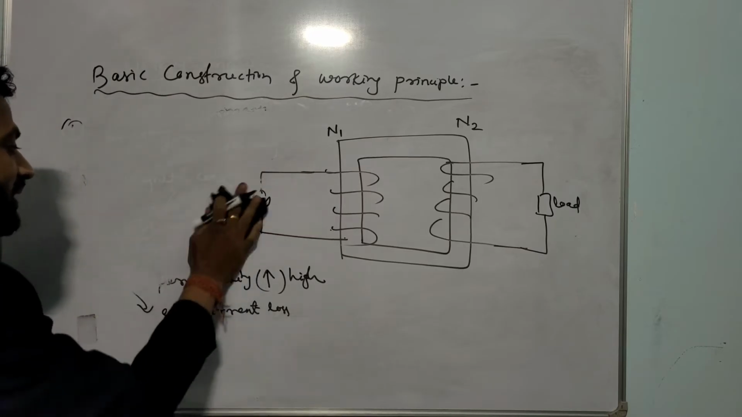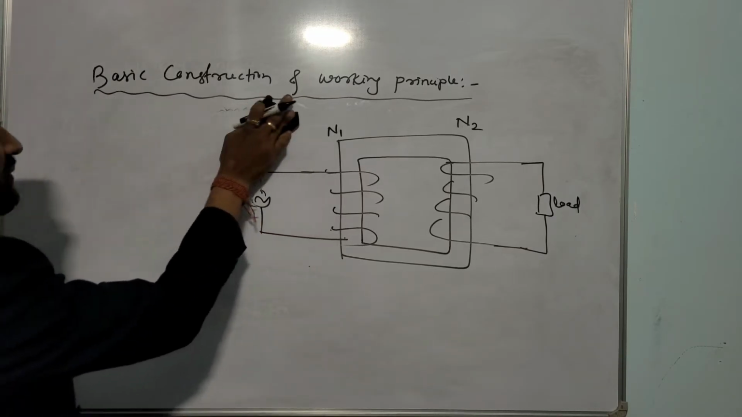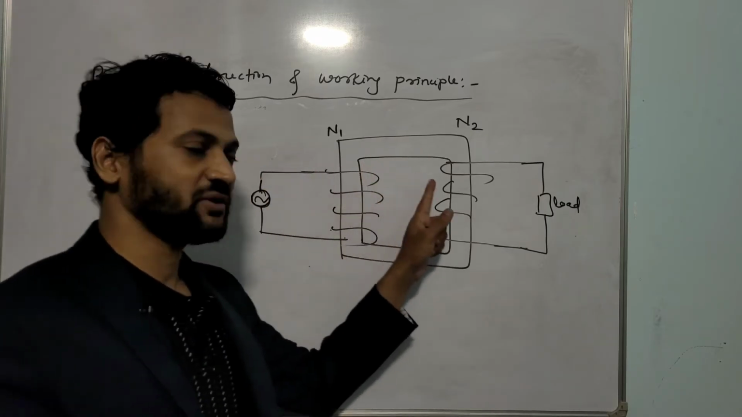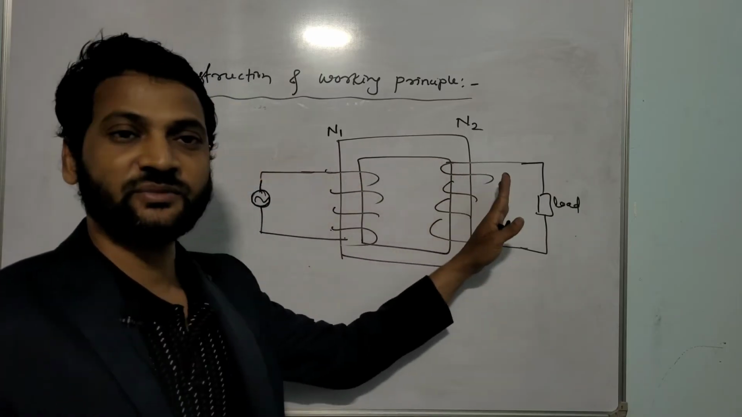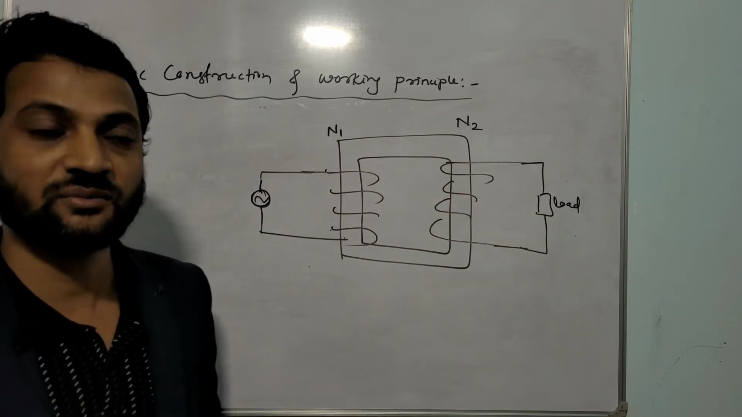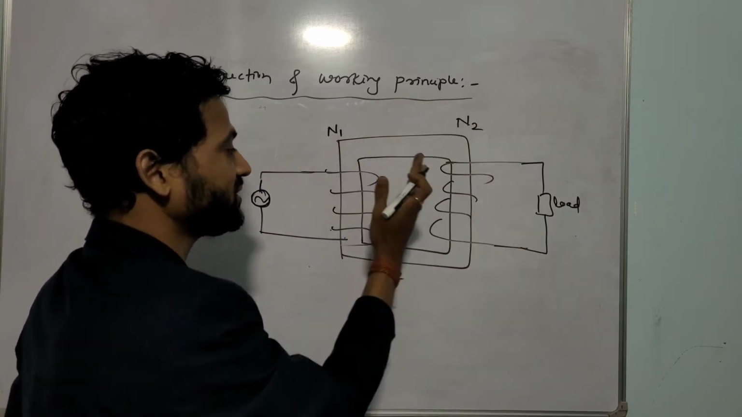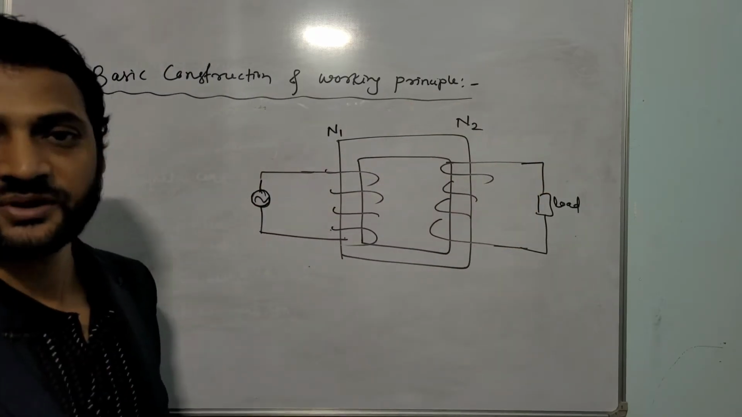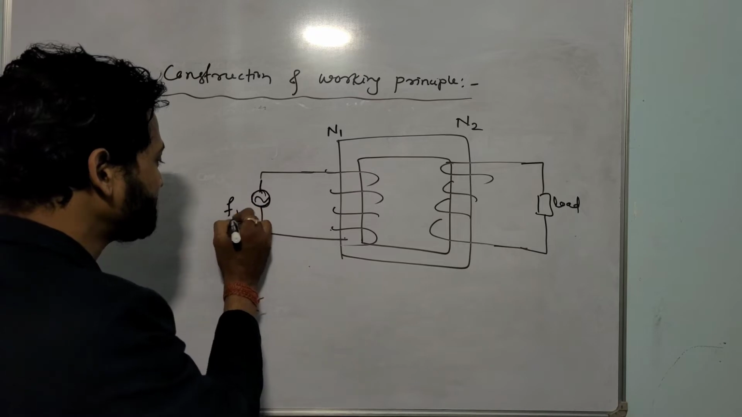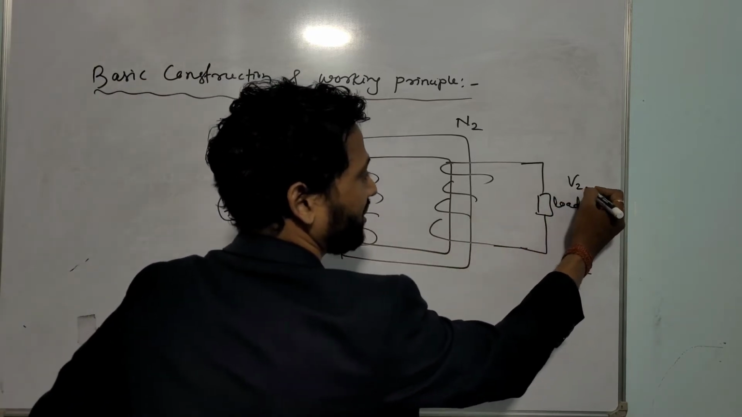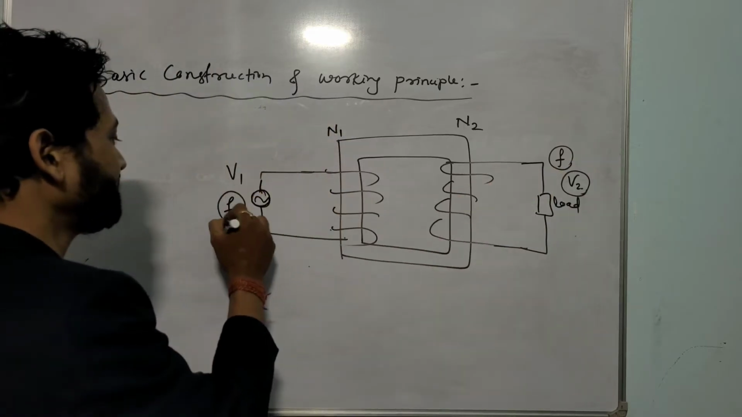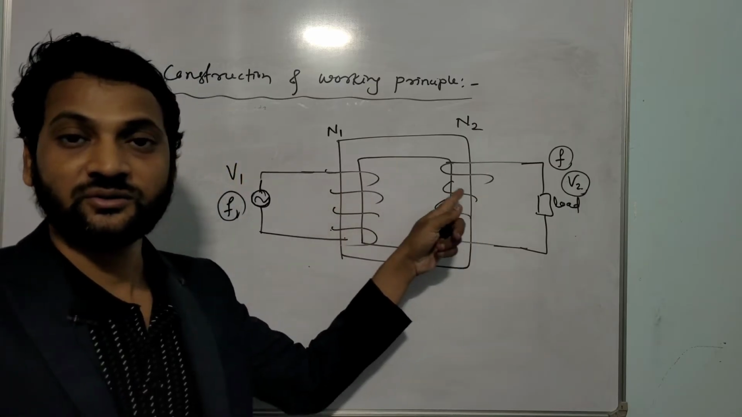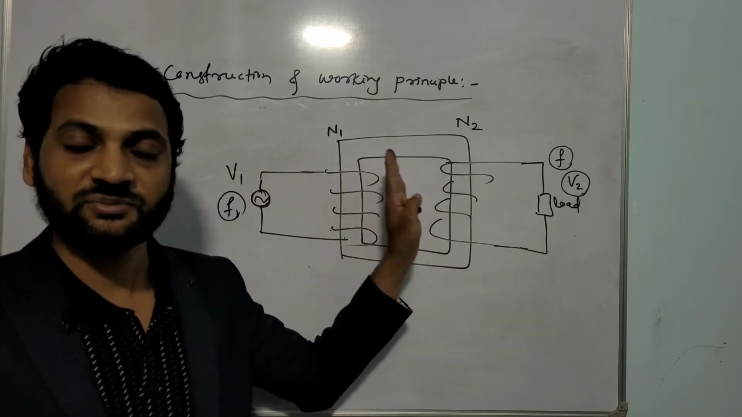So now the most important part is the working principle, how it works. The beauty of a transformer is that there is no electrical connection between primary and secondary, but power can transfer. What did I say in the definition? It is an electrical static device which transfers electrical power from one circuit to another circuit without change in frequency. That means input frequency will be the same as output frequency. There is no electrical connection between primary and secondary, but power can transfer. That is the beauty of the transformer.